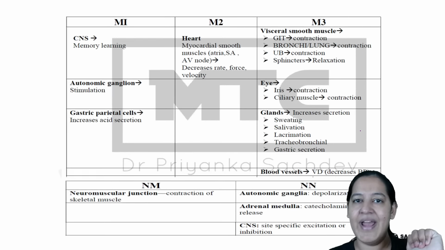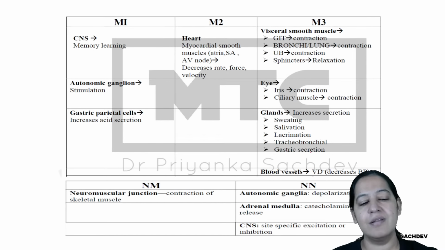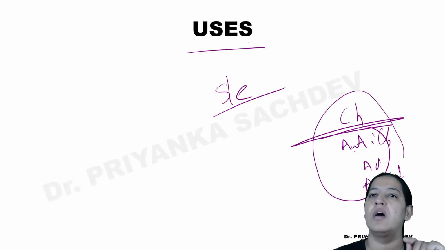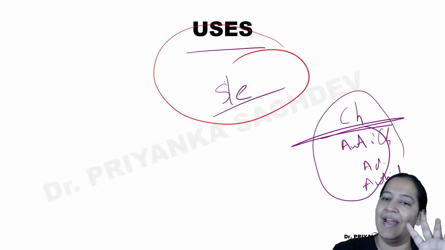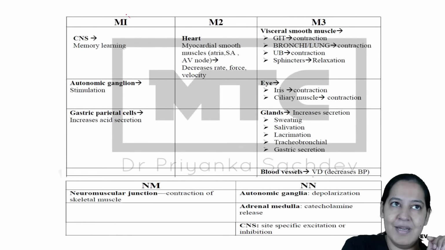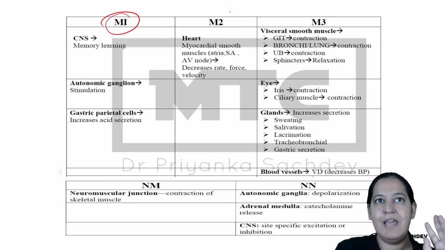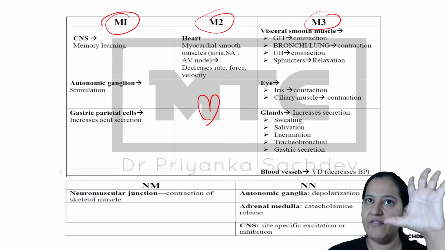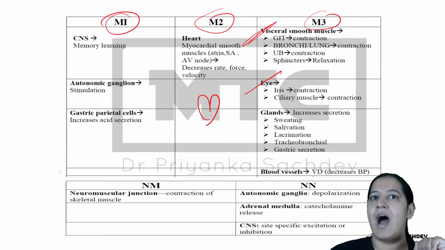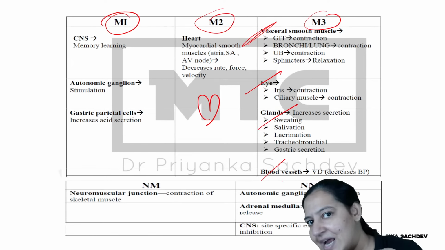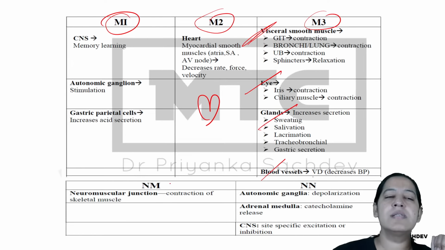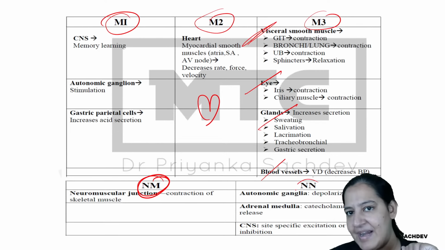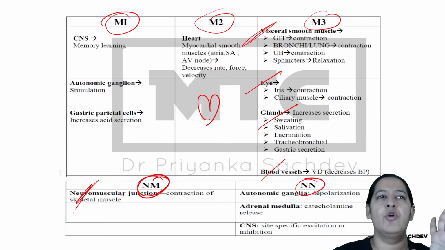This is the table, right? You know the table correctly. If you learn this table, there is no need for you to learn uses and side effects. Both will be hidden in this table only. So this table has M1, where M1 is present in CNS, M2 present only on one organ, that is heart, M3 on 5 organs: all visceral smooth muscles, eye, glands, blood vessels and male sex organ. So these are the 5 organs. Nicotinic receptor NM and NN. NM is important, it is present at neuromuscular junction.